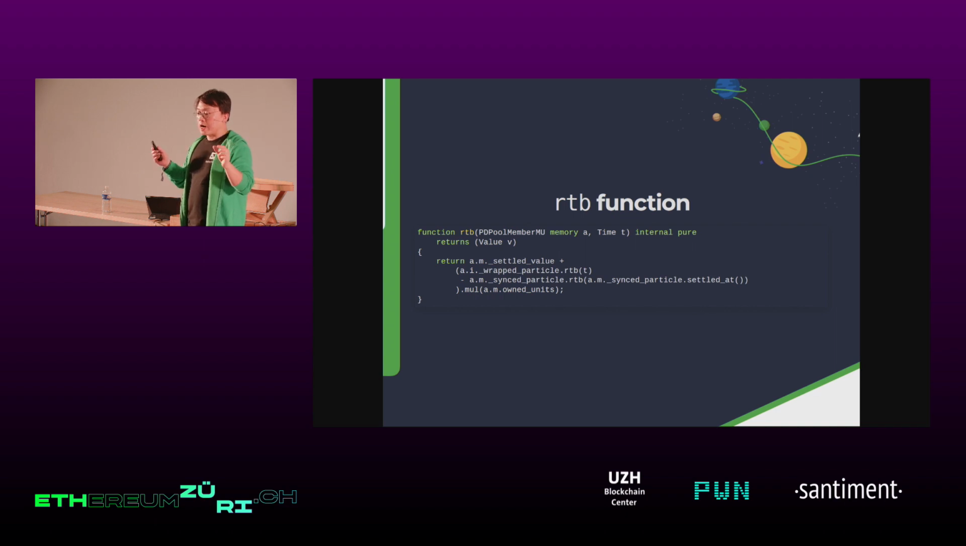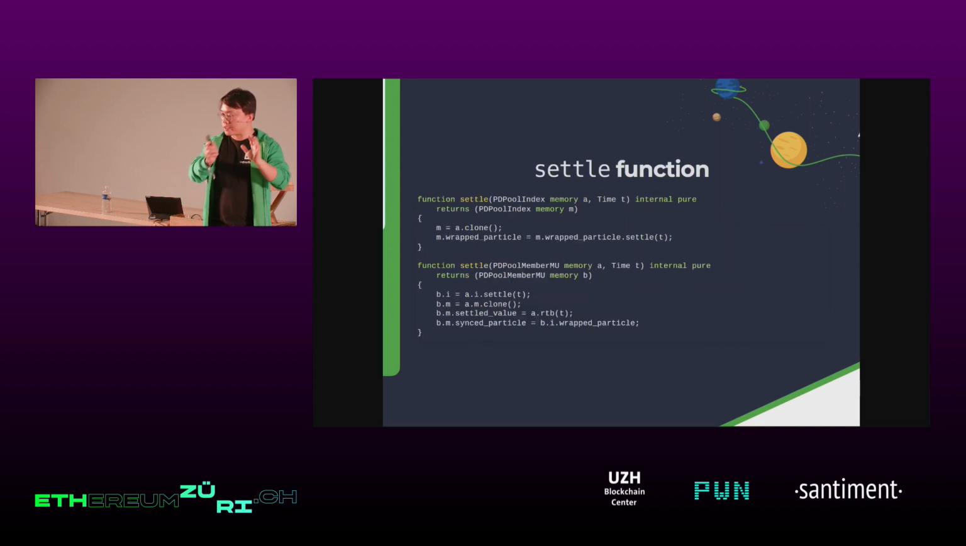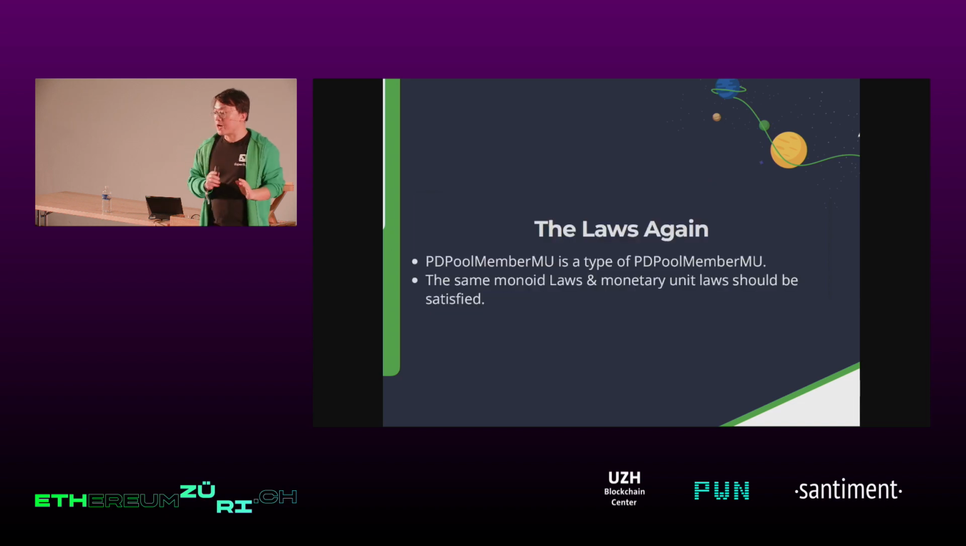You take the difference between the wrapped one and the synced one. You multiply by the number of units this member has, and you add this so-called settled value. Done. How do you come up with this formula? It takes a little bit of time, but once you get it, it's short and it works. But how do you know it works? There's something called a settle also, but let's move on. How do you know it works?